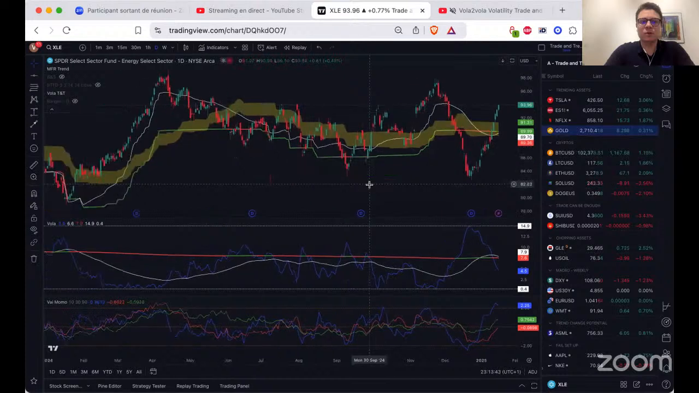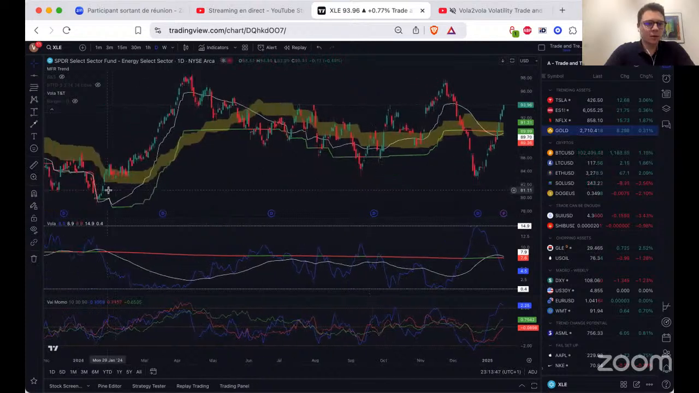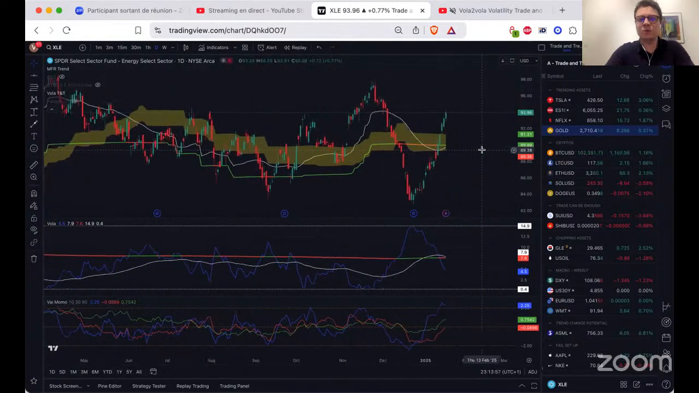Even when we had the cross here, look, the move lasted what? January to April. That's a very quick move. So let's say you are crazy and you want to buy XLE because you want to make money for a few months.